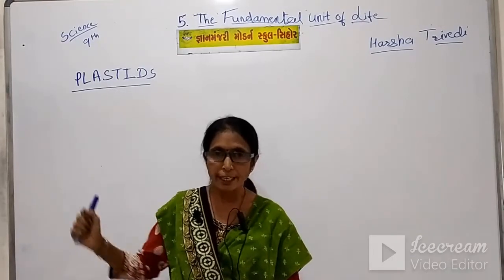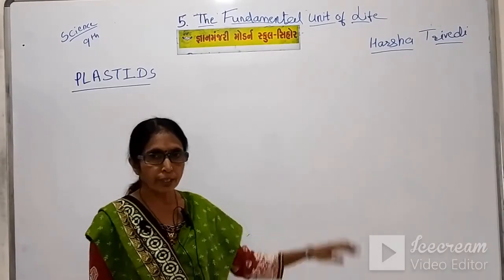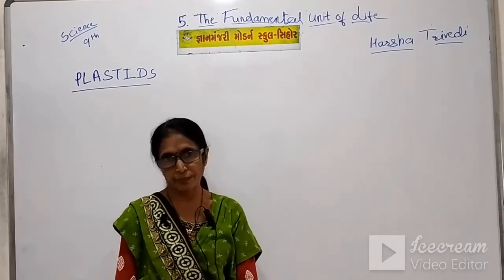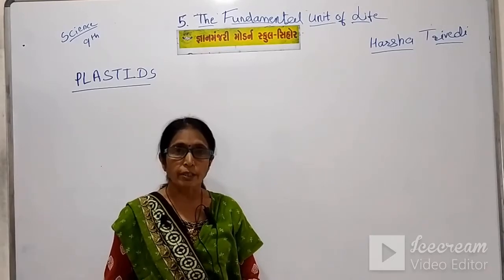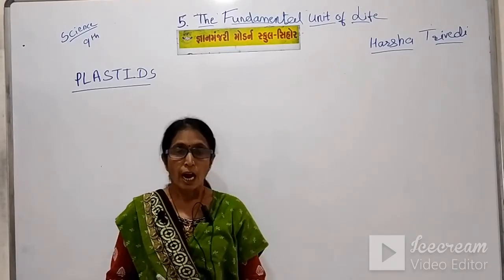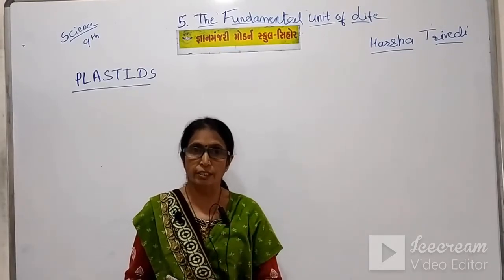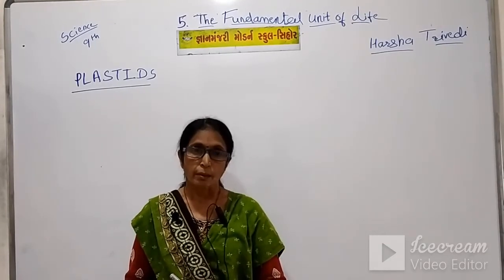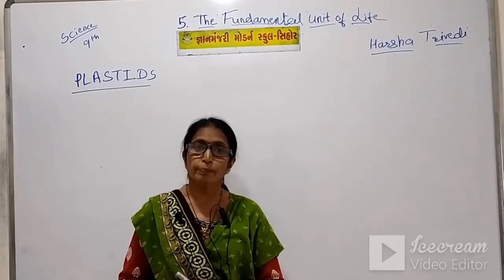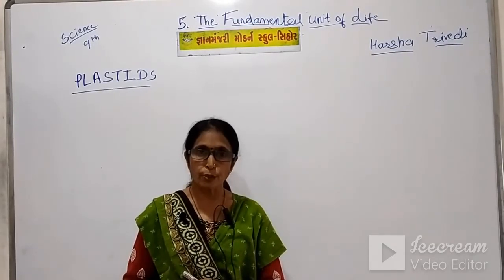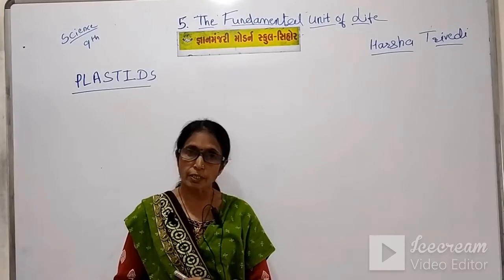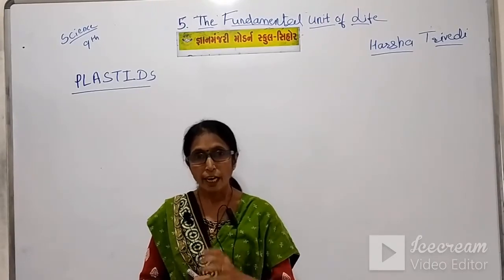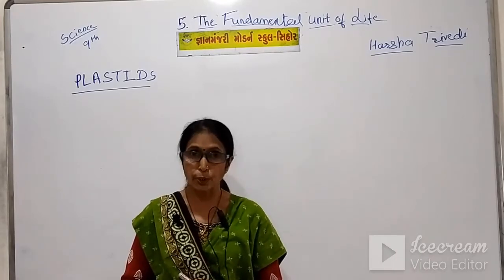Science for Standard 9 and our current chapter is chapter number 5, the fundamental unit of life. Students, in this chapter we have studied how the cell was discovered and what the main features of the cell are. The main features of the cell are plasma membrane, cytoplasm and nucleus. We have discussed plasma membrane and nucleus, and now we are discussing the cytoplasm.